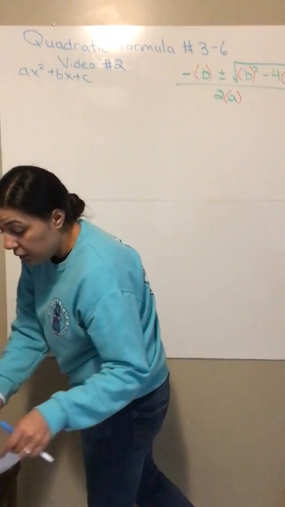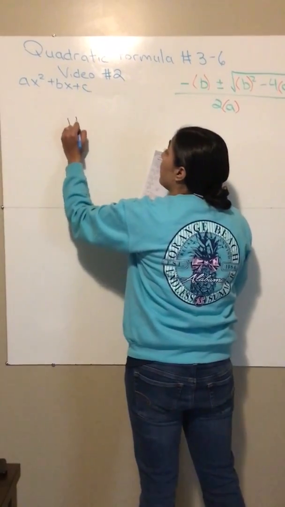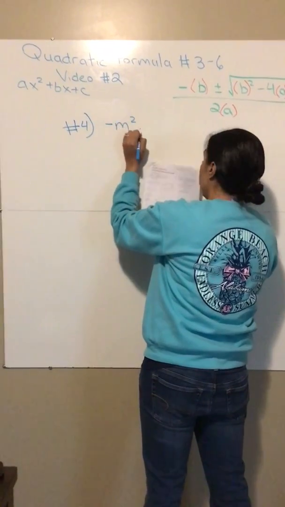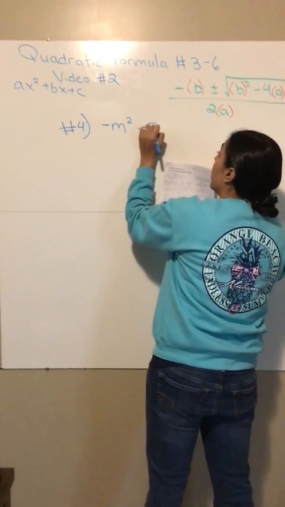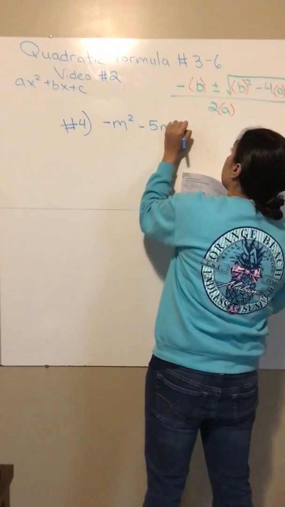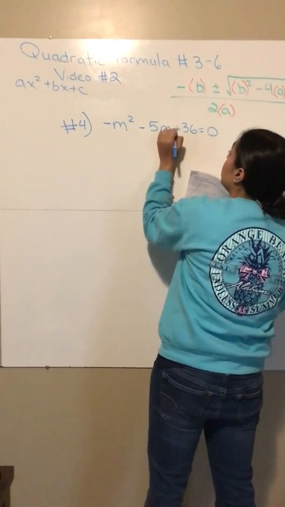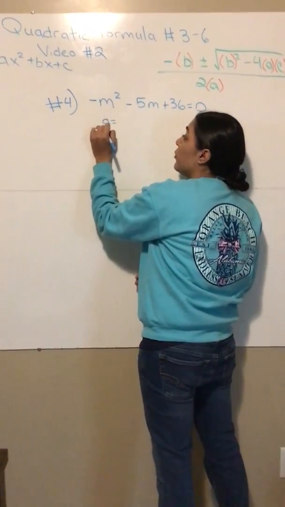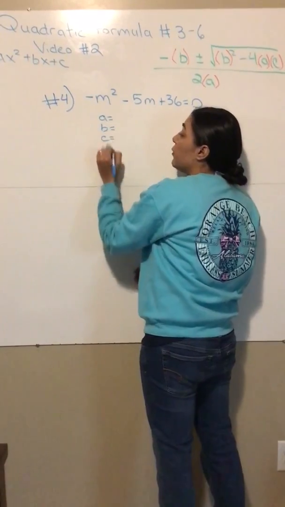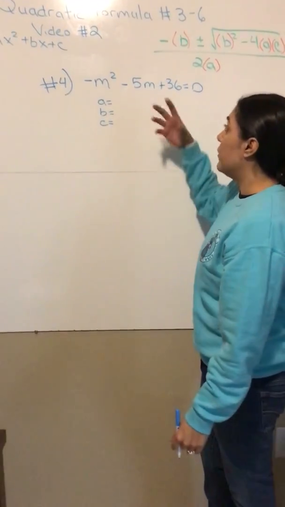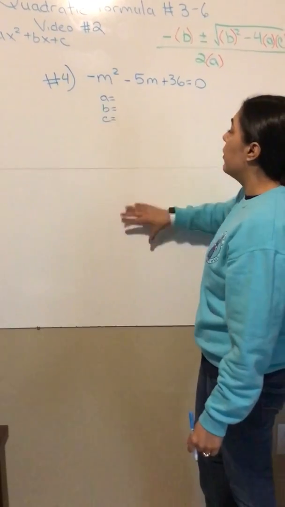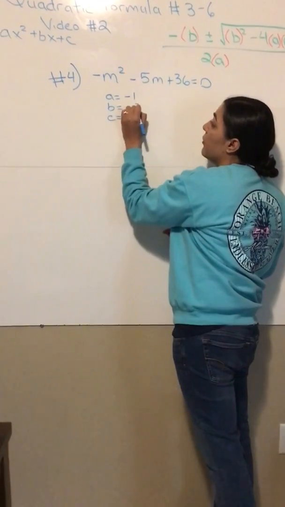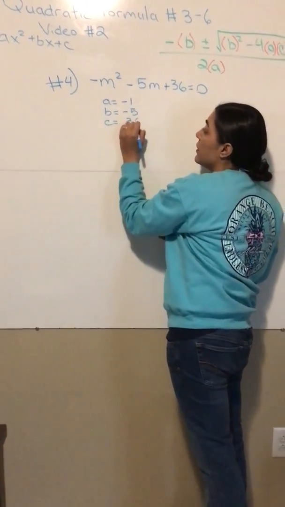So number 4 is negative m squared minus 5m plus 36 equals 0. As always, we're going to identify our A, B, and C. So we got A equals, B equals, C equals. You don't actually have to do this part, but I think that it's helpful as far as being able to look at it and plug in the stuff. So our A is going to be negative 1, our B is going to be negative 5, and our C is going to be 36.